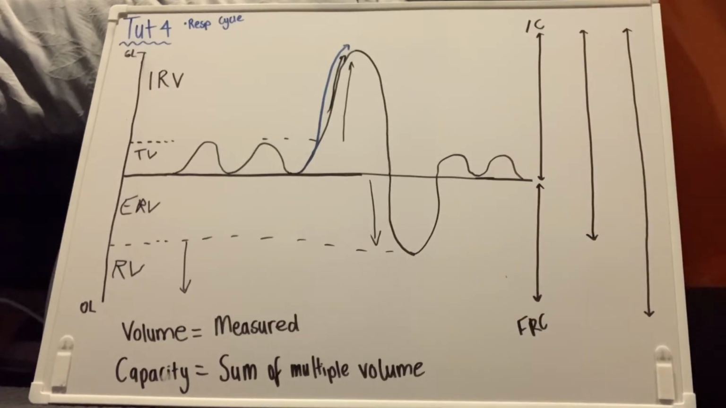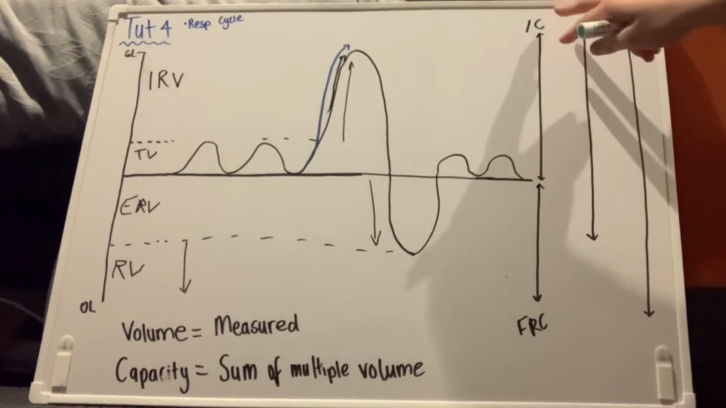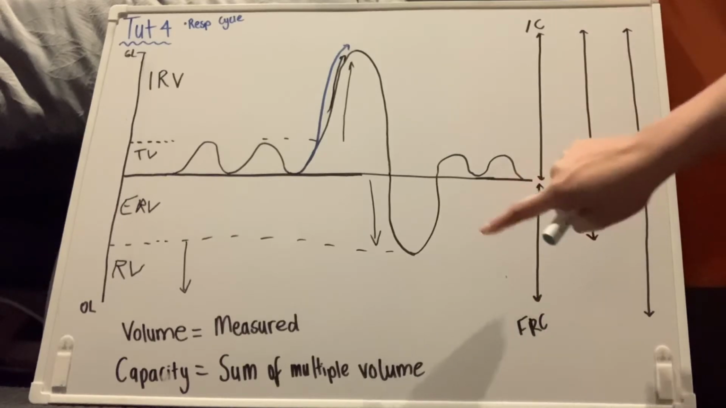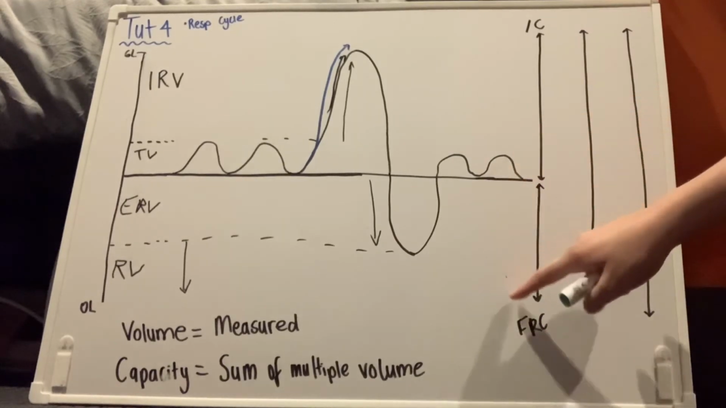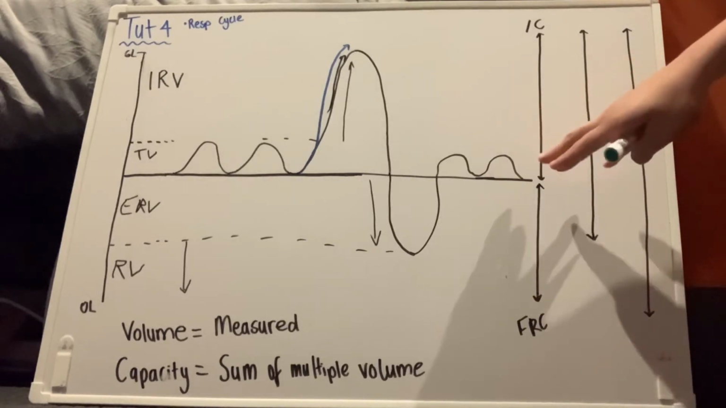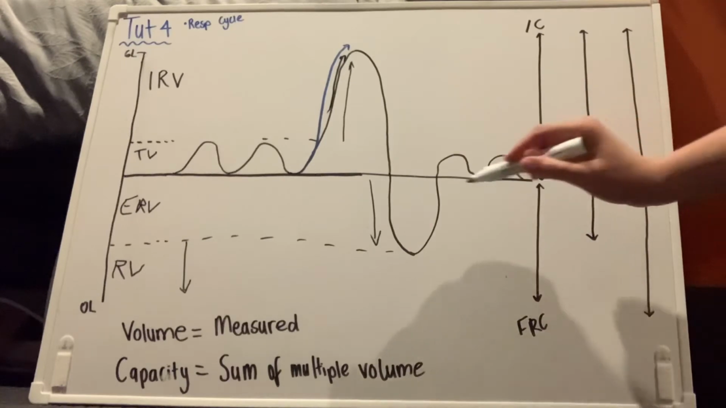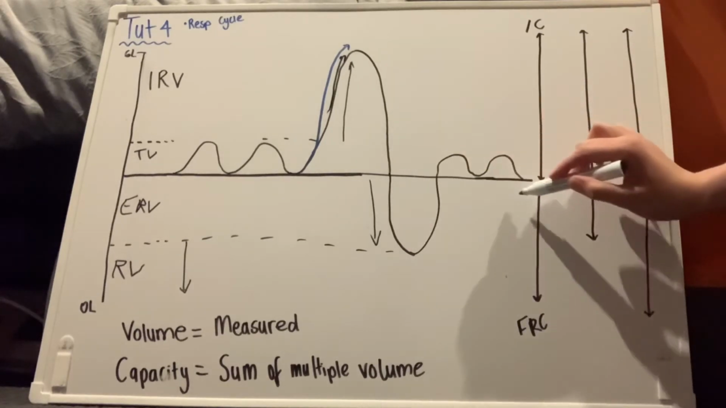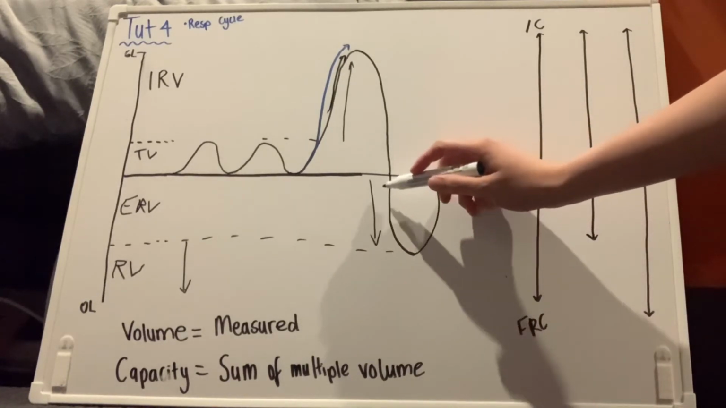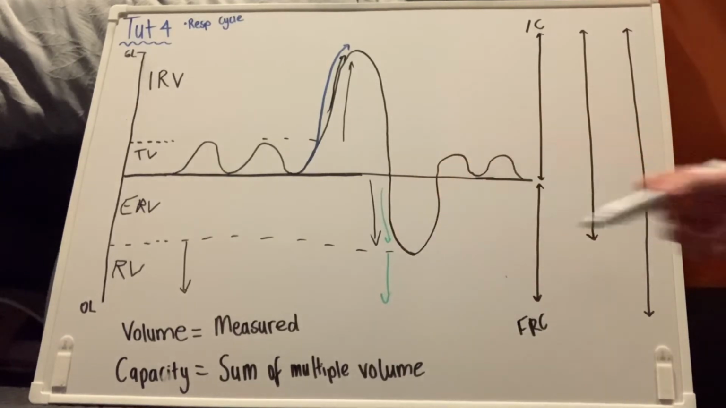Okay, now functional residual capacity is basically whatever's left over from this inspiratory capacity. So it's this expiratory reserve volume plus this residual volume. So it's basically what would happen if you were having this normal tidal volume and then your lungs collapsed? How much air would be let out? So it's all of this portion here. So that plus that.